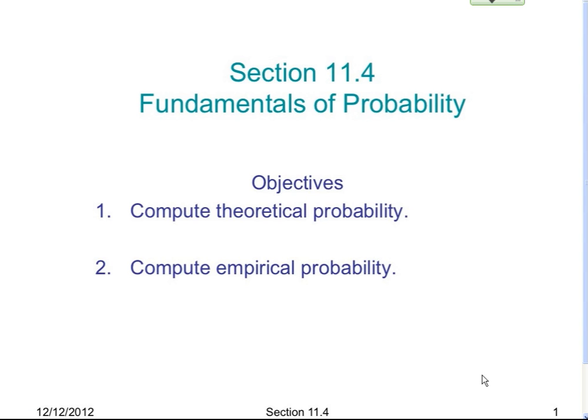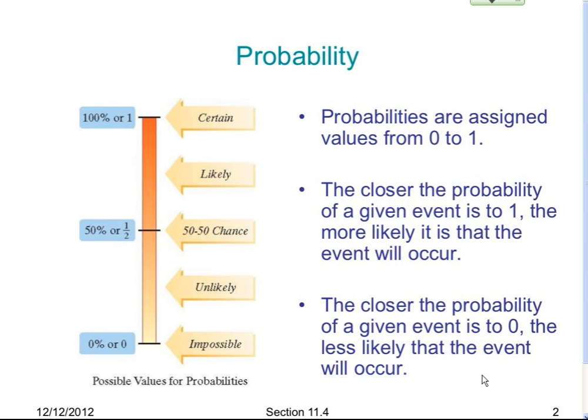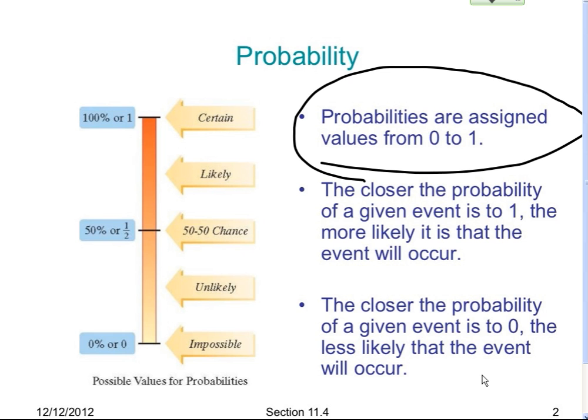This is section 11.4, Fundamentals of Probability. All probabilities are going to be between 0 and 1. That means it's going to be a fraction. So whenever you have a probability question, make sure that your answer is a fraction. It must be a fraction, and in fact, it's not going to be an improper fraction either. All probabilities are between 0 and 1.